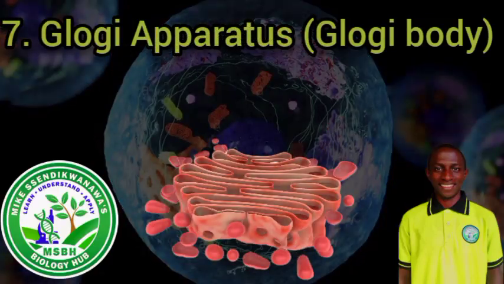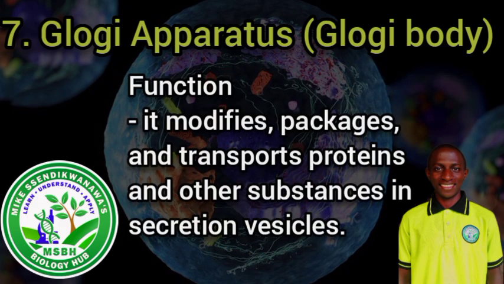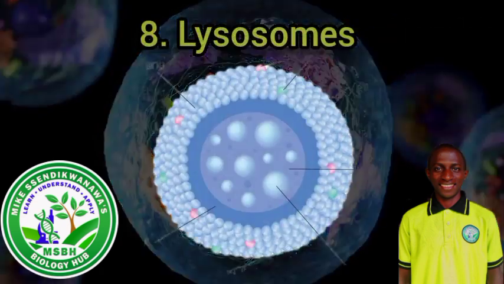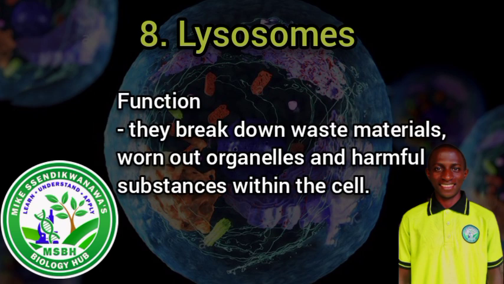7. Golgi apparatus, also called Golgi body. This is a stack of flattened membrane sacs. Function: it modifies, packages and transports proteins and other substances in secretion vesicles. 8. Lysosomes. These are membrane-bound sacs containing digestive enzymes. Function: they break down waste materials, worn-out organelles, and harmful substances within the cell.